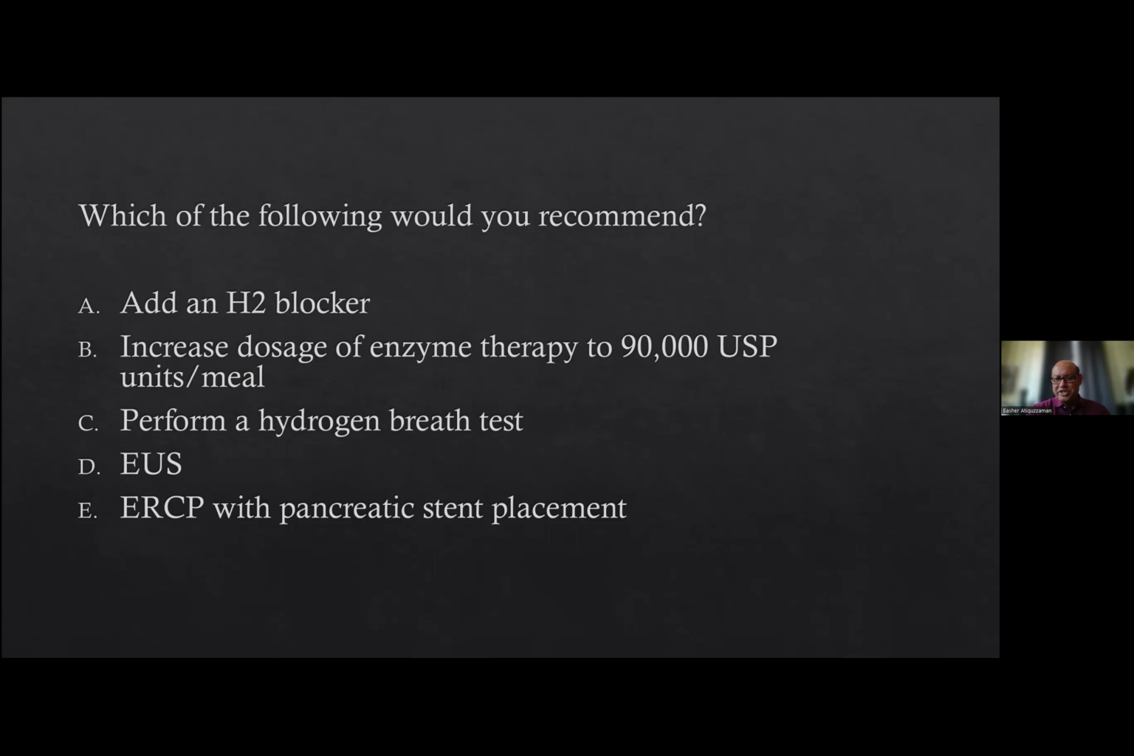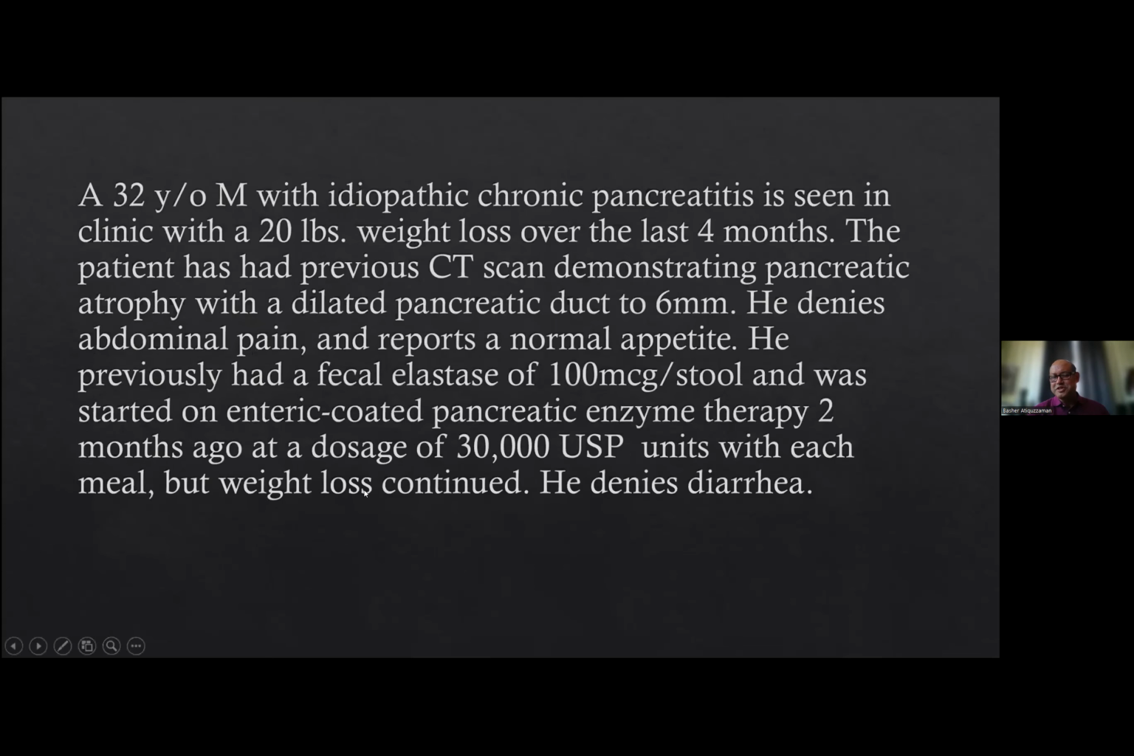So if you go to the body of this case, this is one of the slides I just discussed, a patient with idiopathic chronic pancreatitis and with significant weight loss. And CT did show typical findings. Interestingly, this patient's pancreatic duct is less than 10 millimeter. The patient has normal appetite, has no abdominal pain. You see the fecal elastase of this patient.